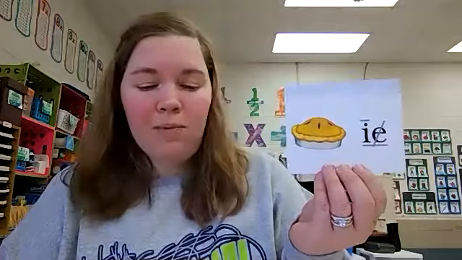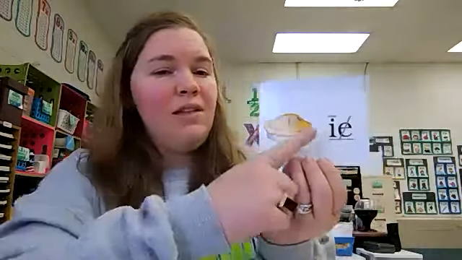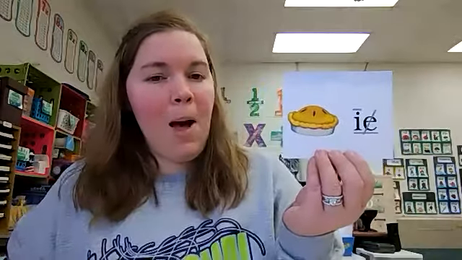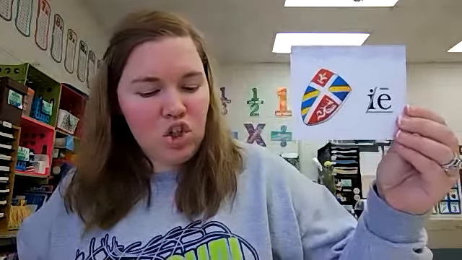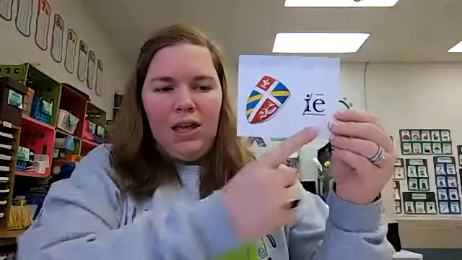The keyword pie helps us remember the I sound spelled with digraph I, E. Pie, I. The next keyword for digraph IE has the E sound. Let's see if you can guess it. This is something that knights from long ago used in battles along with their swords. It's usually made of metal, and a knight uses this as protection from weapons. Do you know what it is? It is a shield. Shield. Shield. E. The keyword shield helps us remember the E sound spelled with digraph IE.